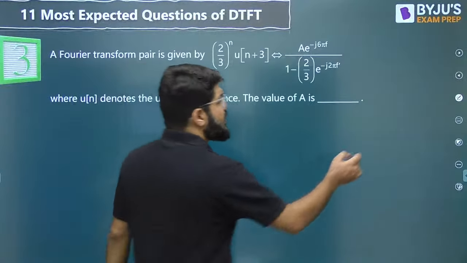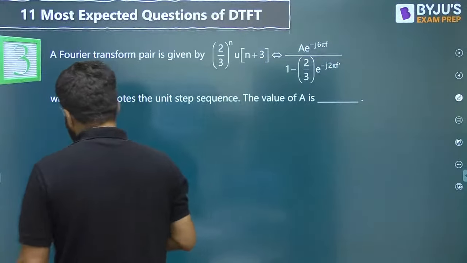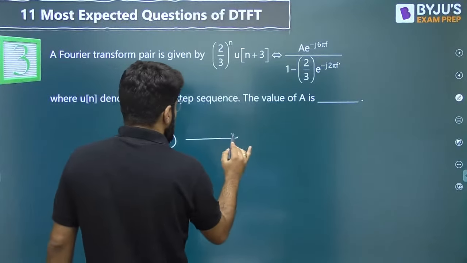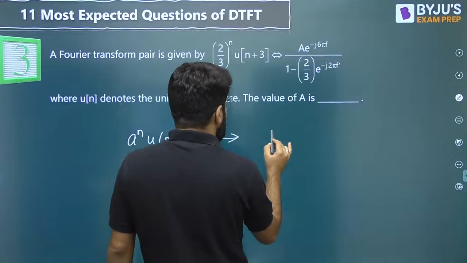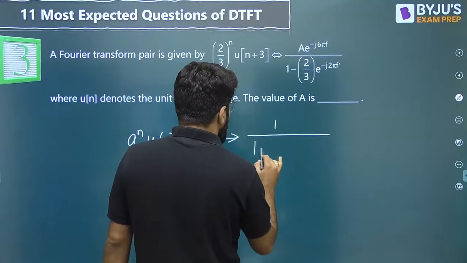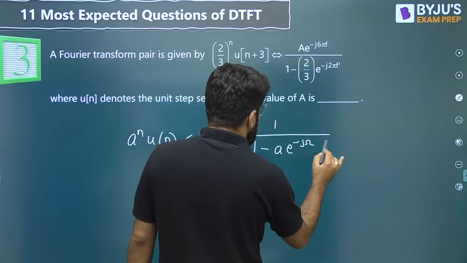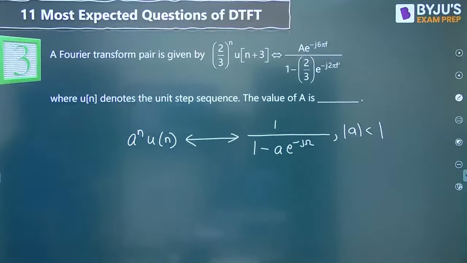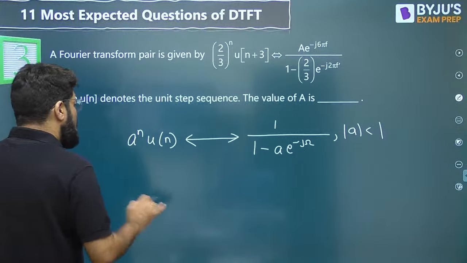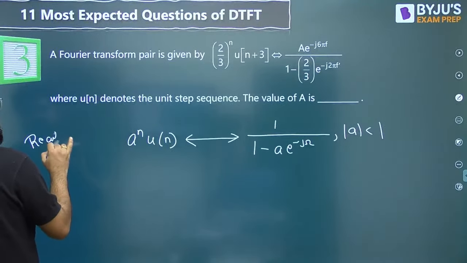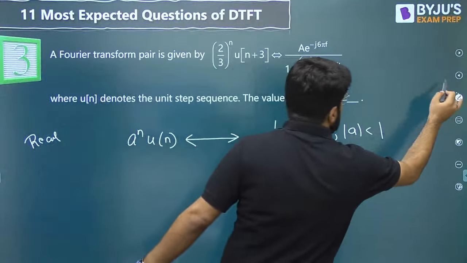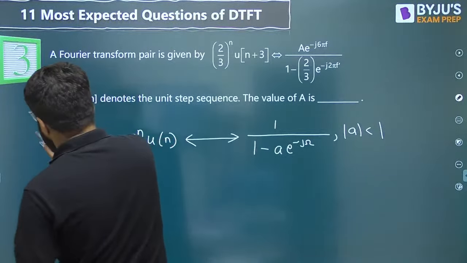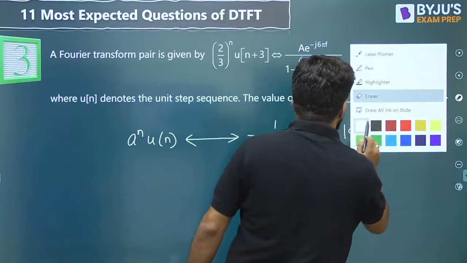So it is based on the basic time shifting. Two things to note here. What is the a^n u[n] DTFT pair? It is given by 1 upon 1 minus a e^(-jω) if mod a less than 1. The DTFT converges only if mod a is less than 1. Please recall two important things about the DTFT.